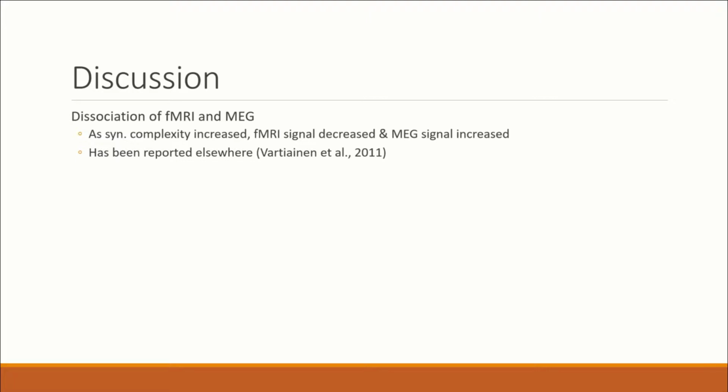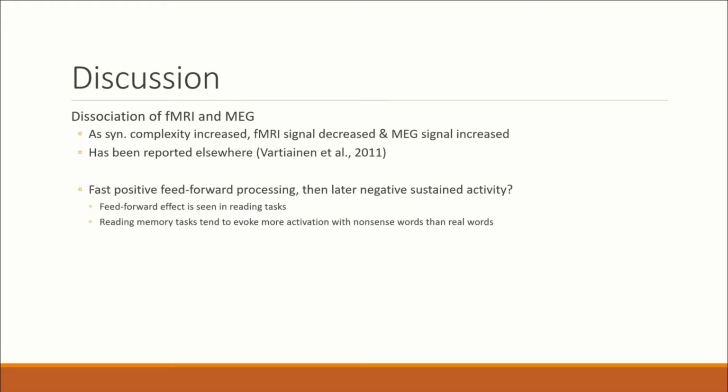Here we turn to the issue of the dissociation between the fMRI and the MEG results. As a reminder, the researchers found that as syntactic complexity increased, MEG signal increased, but fMRI signal decreased. This phenomenon has been reported in other studies and could reflect two different activities being performed: an initial positive feed-forward processing seen in the MEG and a later negative sustained activity seen in the fMRI.